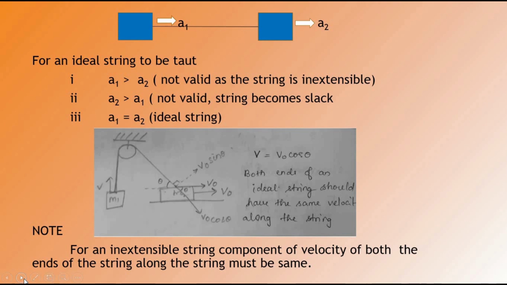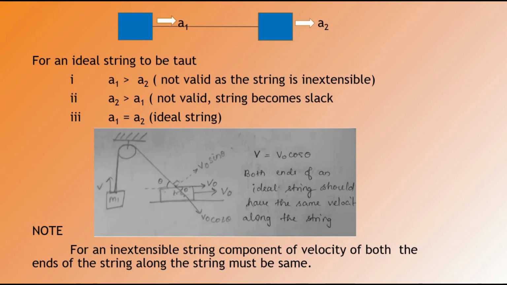For an ideal string to be taut, the accelerations of its endpoints, let them be A1 and A2, should always be the same. If A1 is greater than A2, then the string will become slack and that condition won't work. If A2 is greater than A1, the string has to extend, and for an ideal string which is inextensible, that's not possible. So for A1 equal to A2, it remains taut and moves.